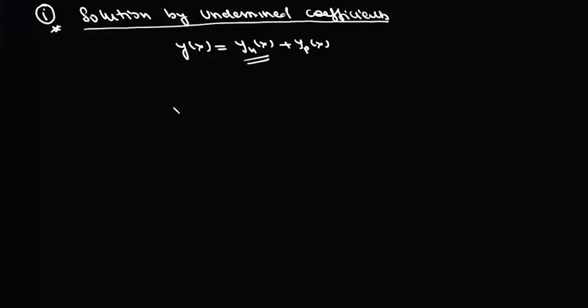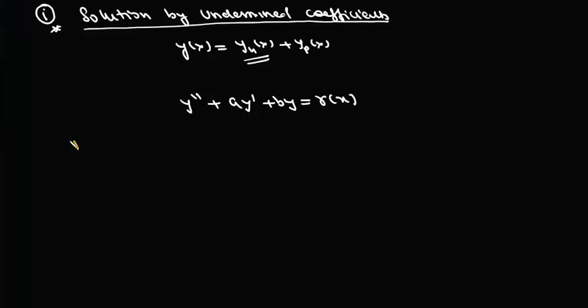So in this we have a second order linear differential equation, and on the left hand side we have constants a and b. So the equation will be of the form y'' + ay' + by = r(x).